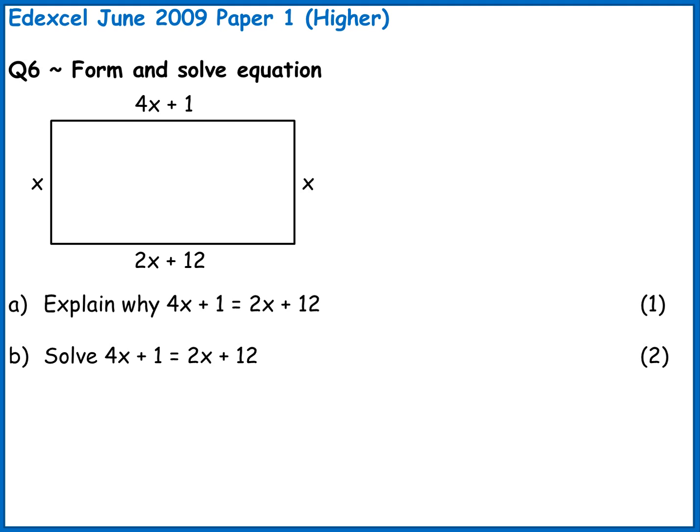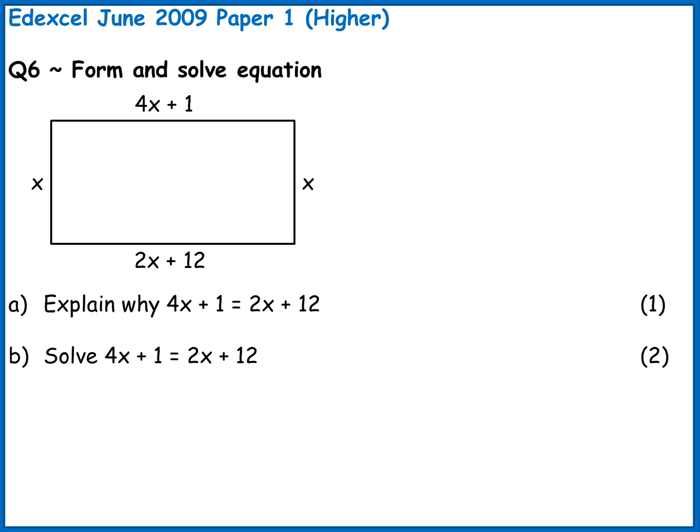Question 6 is quite a standard form and solve equations problem. On the newer GCSE papers, you probably wouldn't be given this much breakdown of the questions, so you might just be expected to find the perimeter of this rectangle. But because this is an older style paper, there's a bit more step by step to the problem.